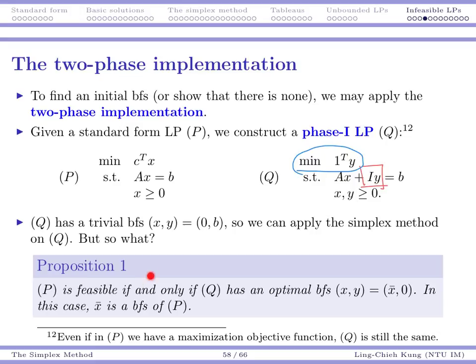So that gives us proposition 1. Your P is feasible if and only if your Q has an optimal BFS which has all the y's equal to 0. In that case, your x bar, which are the values of x in that particular case, would form a BFS of your P linear program. So that's the key idea of identifying the feasibility of a linear program: solving another linear program, which is very interesting.